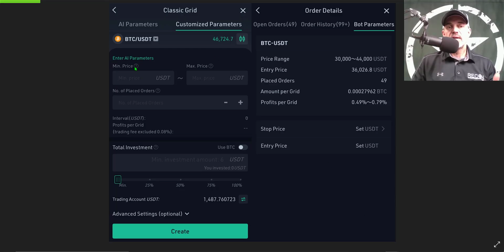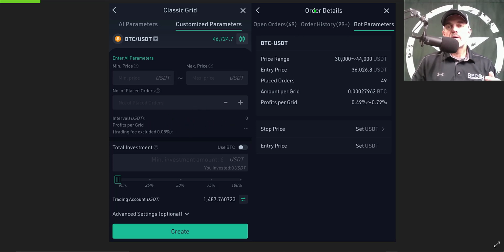KuCoin is very similar. Again, they want a minimum price, which is your lower level, and a maximum price, which is your upper level. The number of placed orders, the reality is each grid is a limit order, and in this case they call it an order. So that would be how many grids you have, and the number of grids you select would determine the profit per grid.